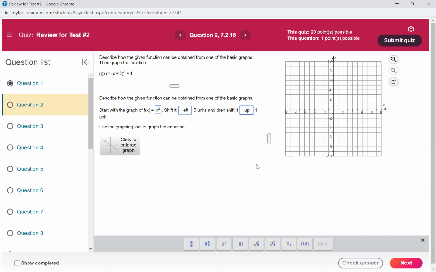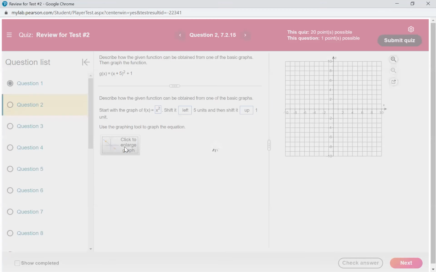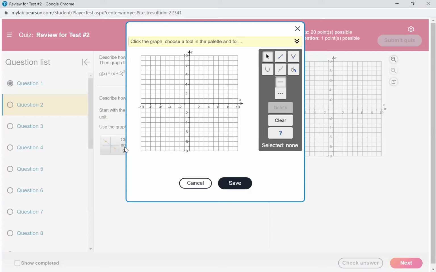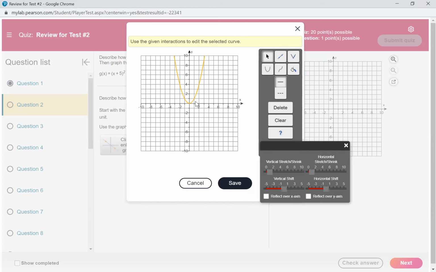So then they want you to graph it. So I click on the enlarge graph. It pulls up our little graph. X squared graphs are the U-shape X squared tool. So you're going to click that and then click anywhere on your graph. It'll always put the graph right in the center.